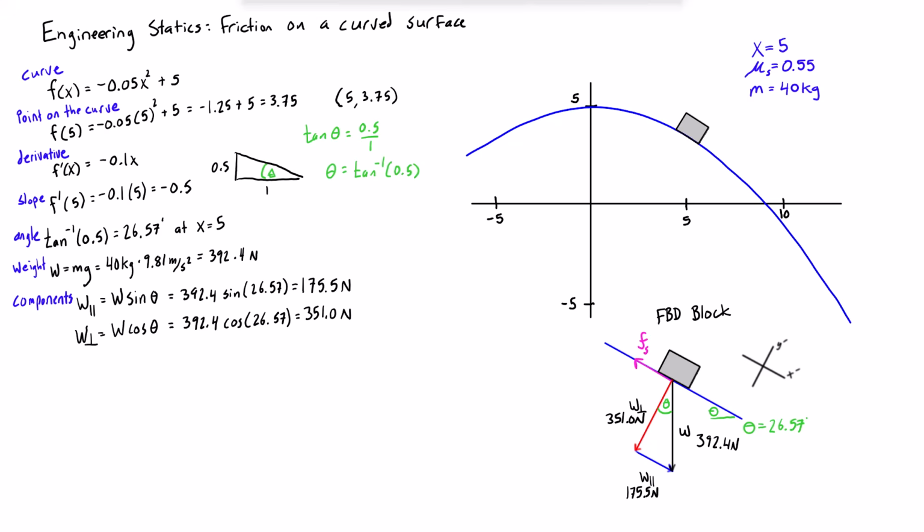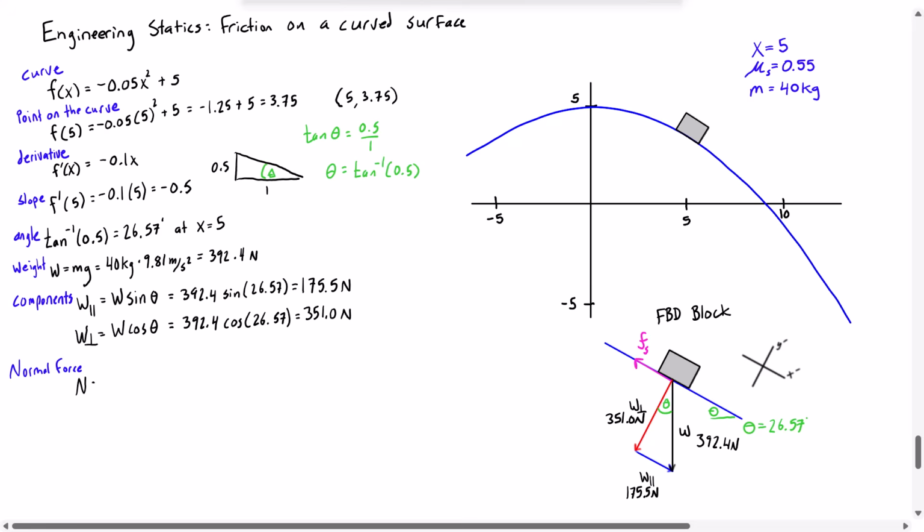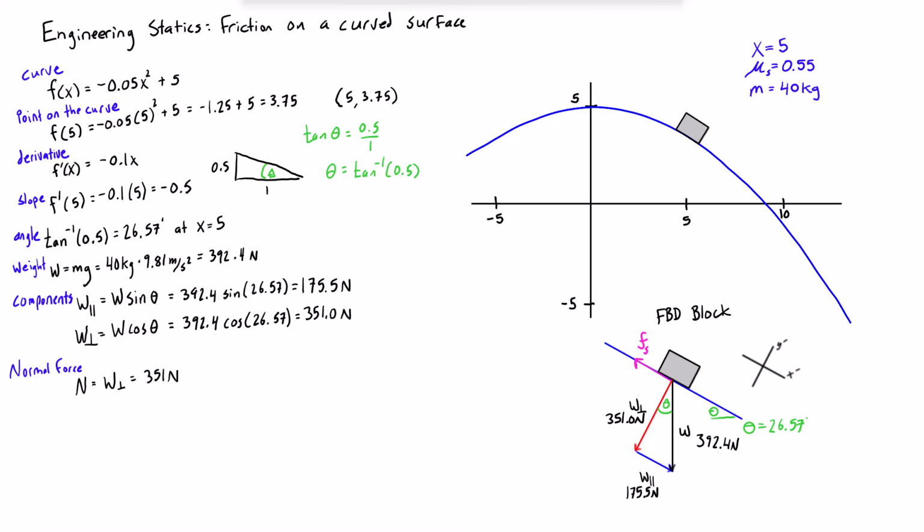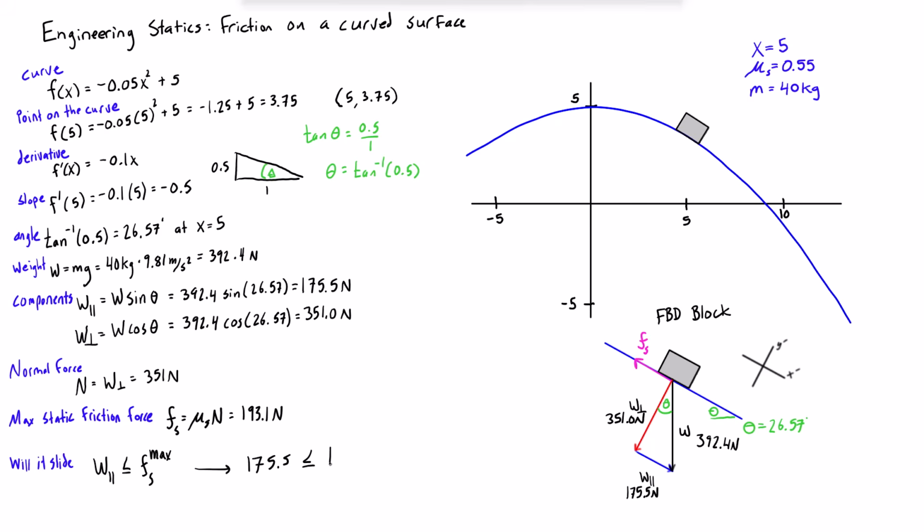So the normal force, which is the force that is pressing normal or perpendicular into the surface, is just the red component that we found, which is 351 newtons. And the maximum static friction force that we can get is mu s times N, which is 193.1 newtons. So to answer the question of will it slide, well, our maximum friction force needs to be greater than or equal to our parallel force, which is going down the slope. With actual values, we have 175.5 newtons for the parallel force, which is less than the maximum friction force of 193.1 newtons. So the block will not slide.